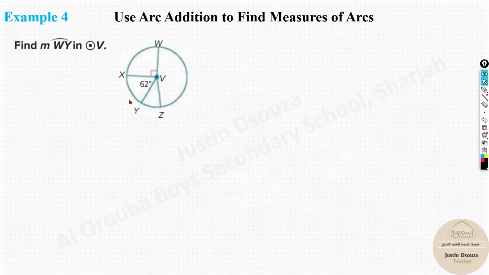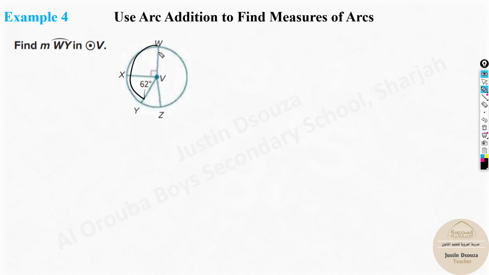Another problem here, we have to just use the arc addition to find measures of arc. We need to find WY, this arc. Now here it's clearly visible. This is 90 degrees, this is 62 degrees. How do we find WY? Now don't go from this side because you will have to pass by Z. So that's wrong. You need to go this and this, WY.